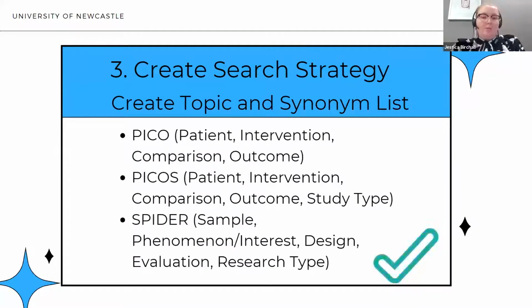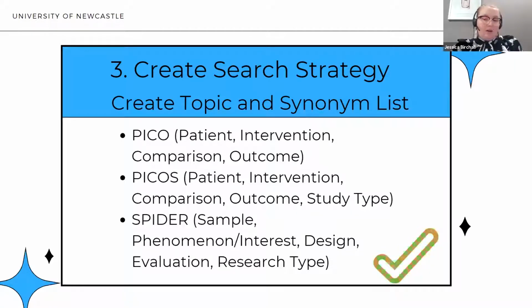So we're up to part 3 of the review, possibly one of the most key elements of a systematic review. And this is the area where the library will provide you with the most assistance. So this is when you're looking at creating your search strategy for your systematic review.